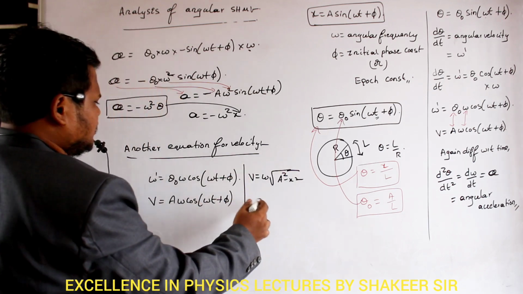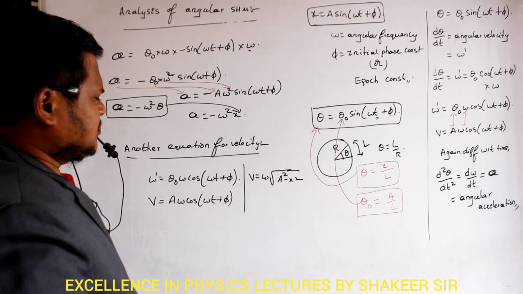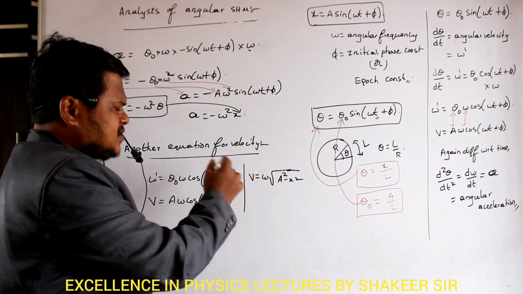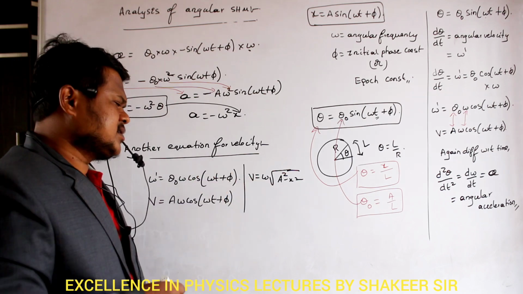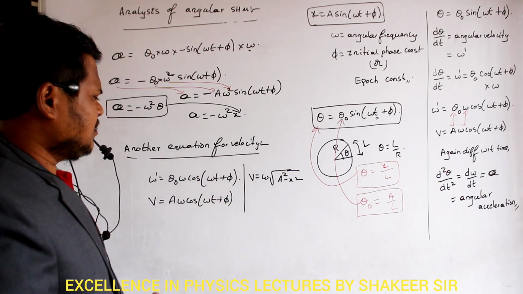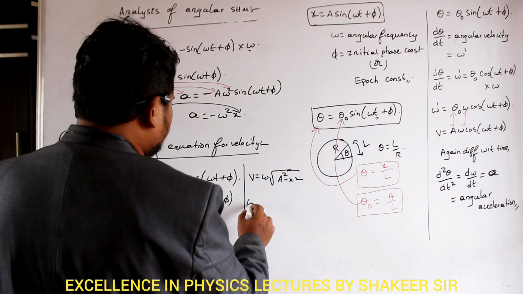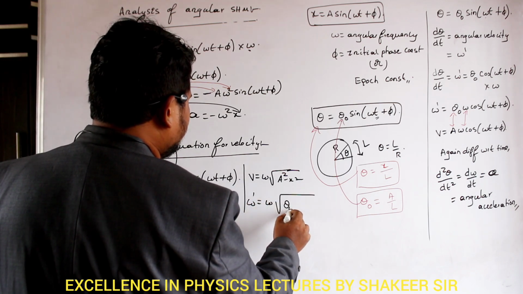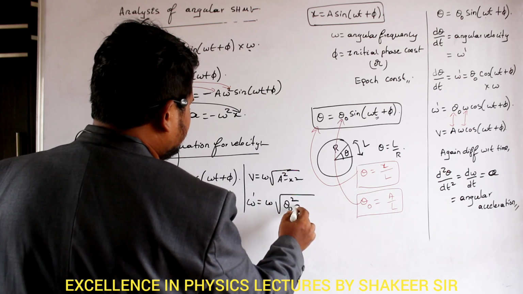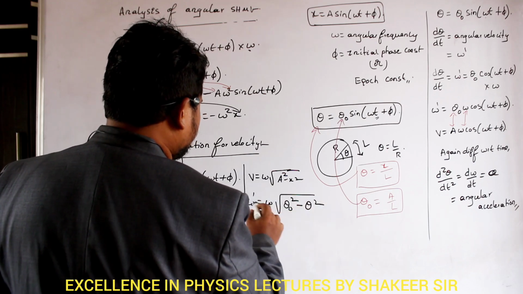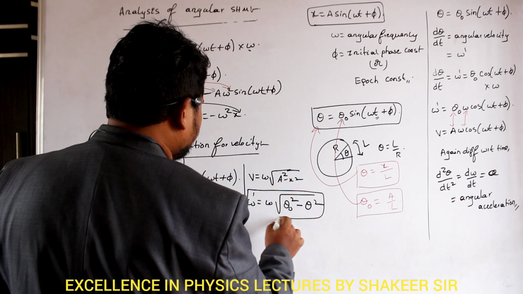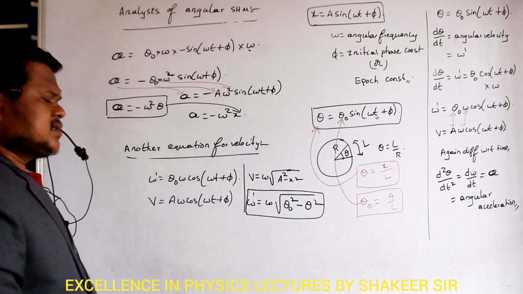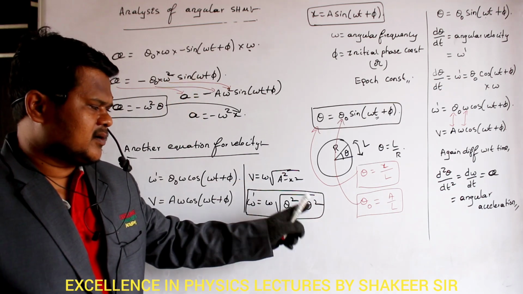Now definitely, can I write an analogous equation of this linear SHM equation in angular SHM also? Definitely I can. How? I can write omega dash equals omega into square root of, instead of A, theta naught square, and instead of x, theta square. So this is one more equation for the angular velocity of the particle at a particular angle theta.